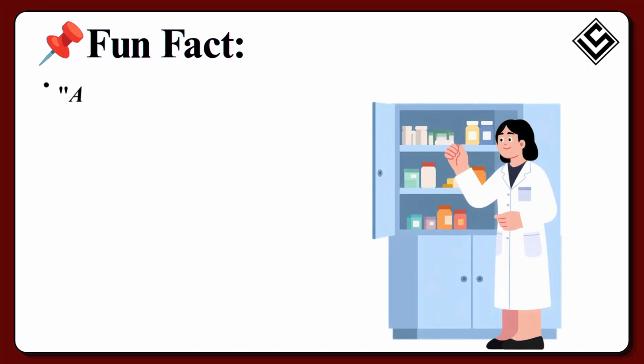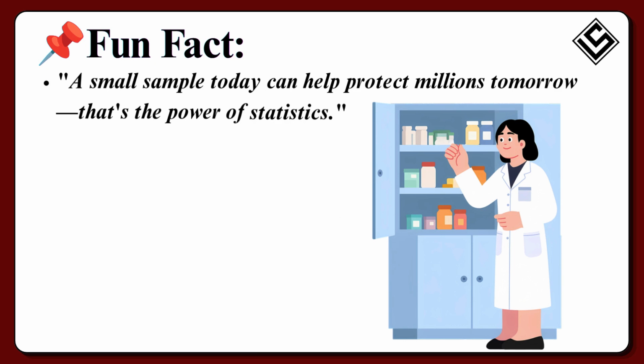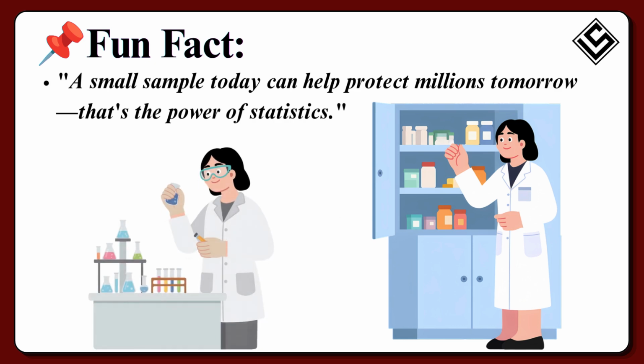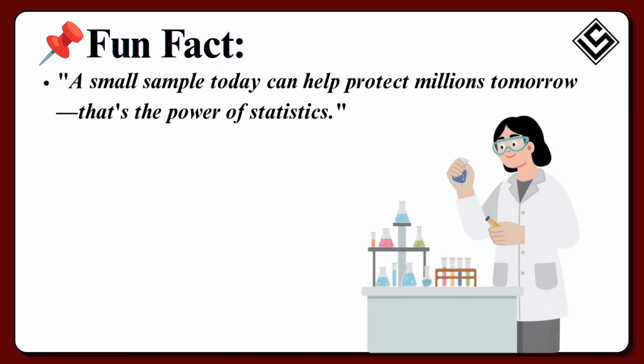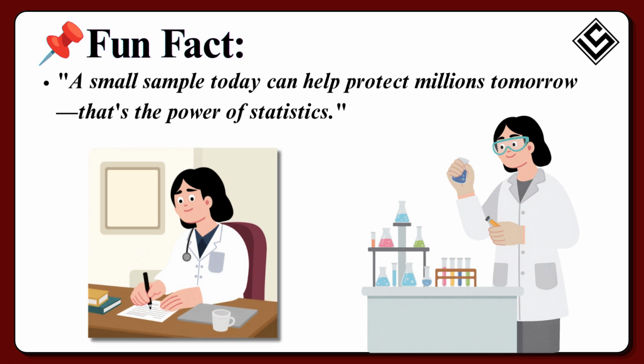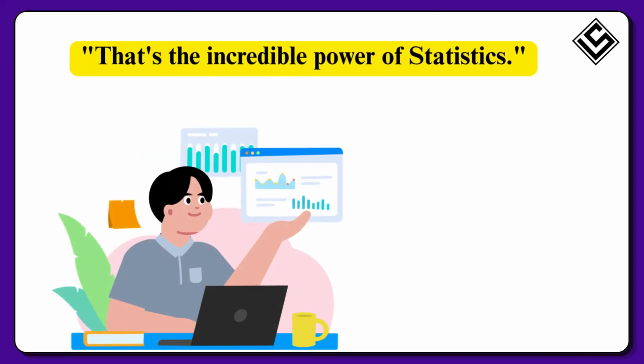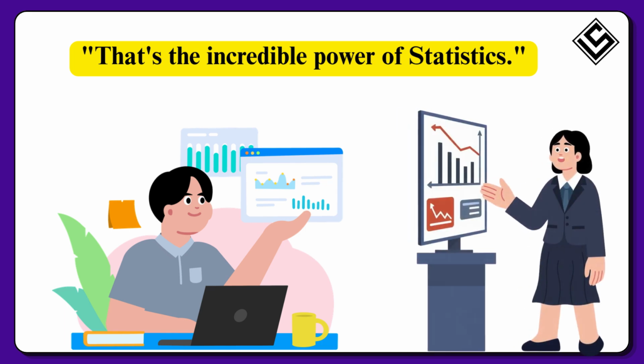Before a new medicine is approved for public use, scientists don't test it on all the patients. Instead, they first test it on a carefully selected sample of volunteers or sometimes on other species. The results from that sample help researchers determine whether the medicine is safe and effective before it reaches millions of people. That's the incredible power of statistics. A small sample can help make decisions that benefit the whole world.